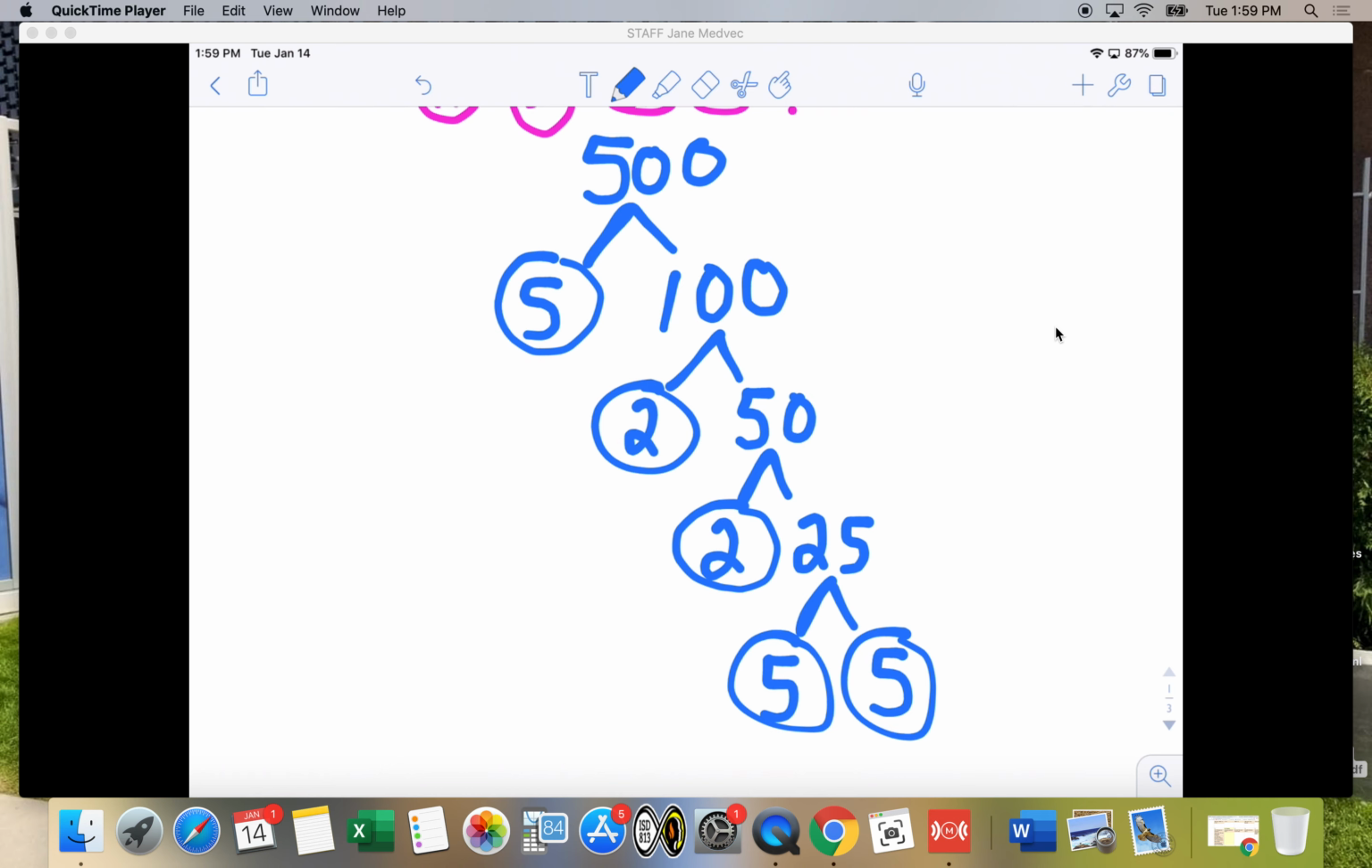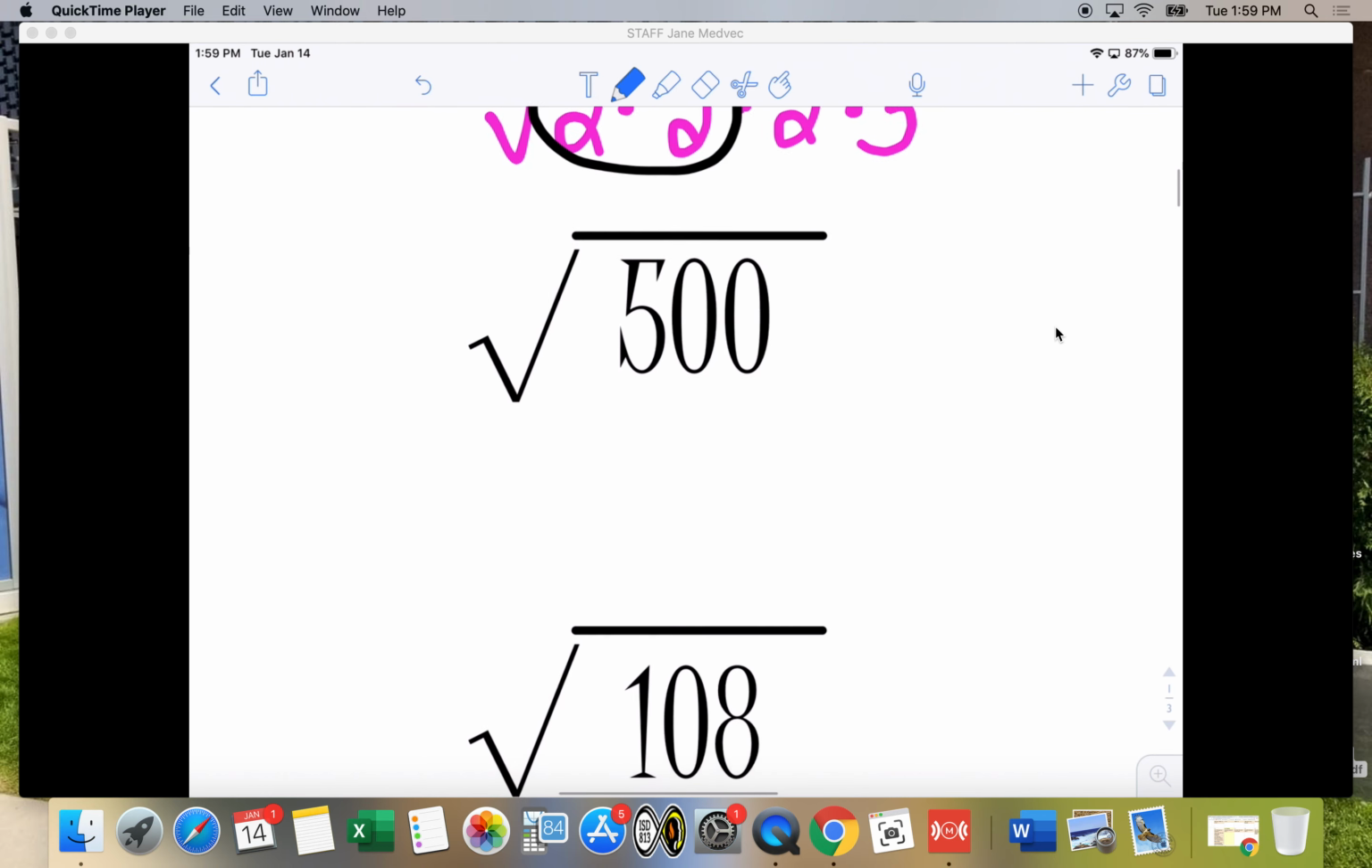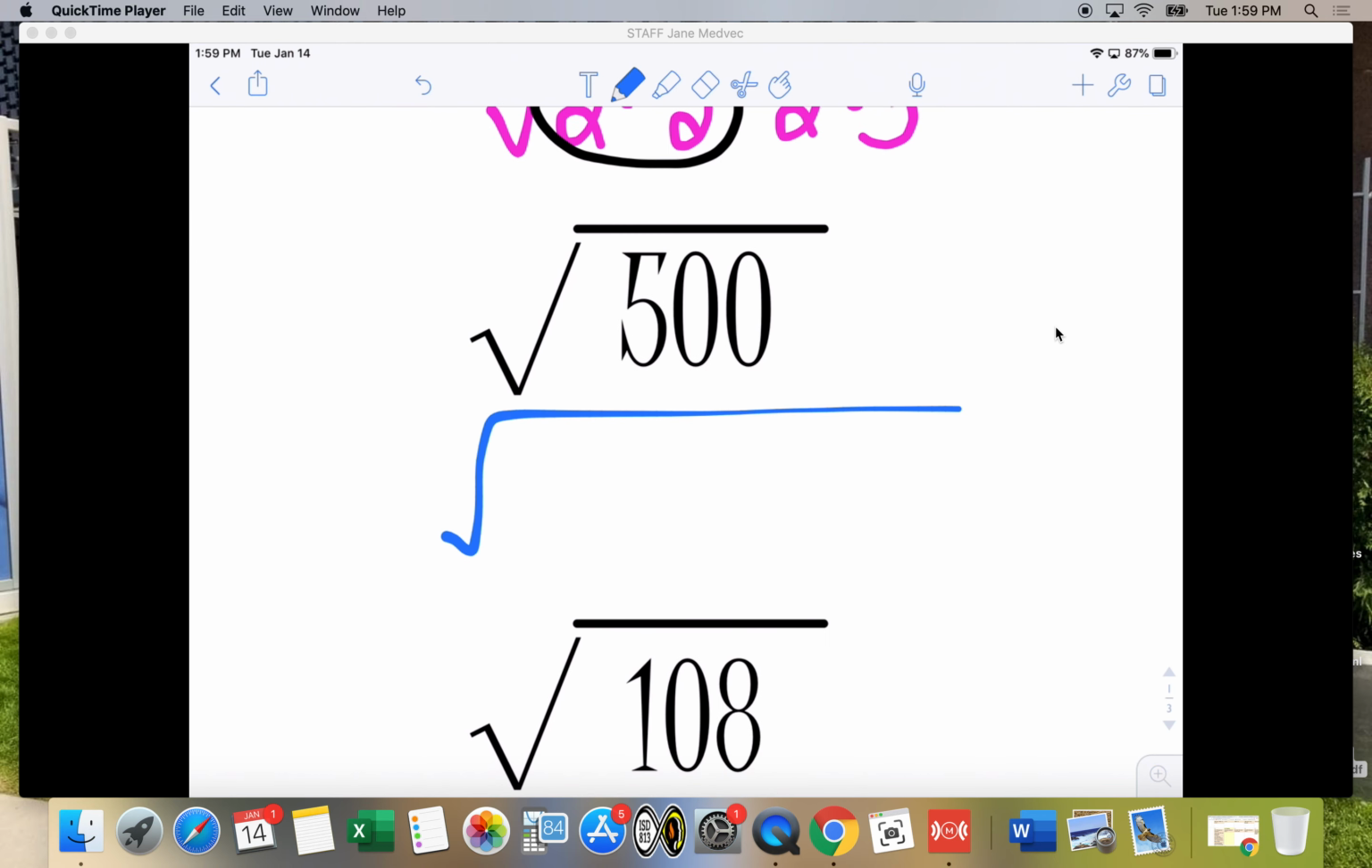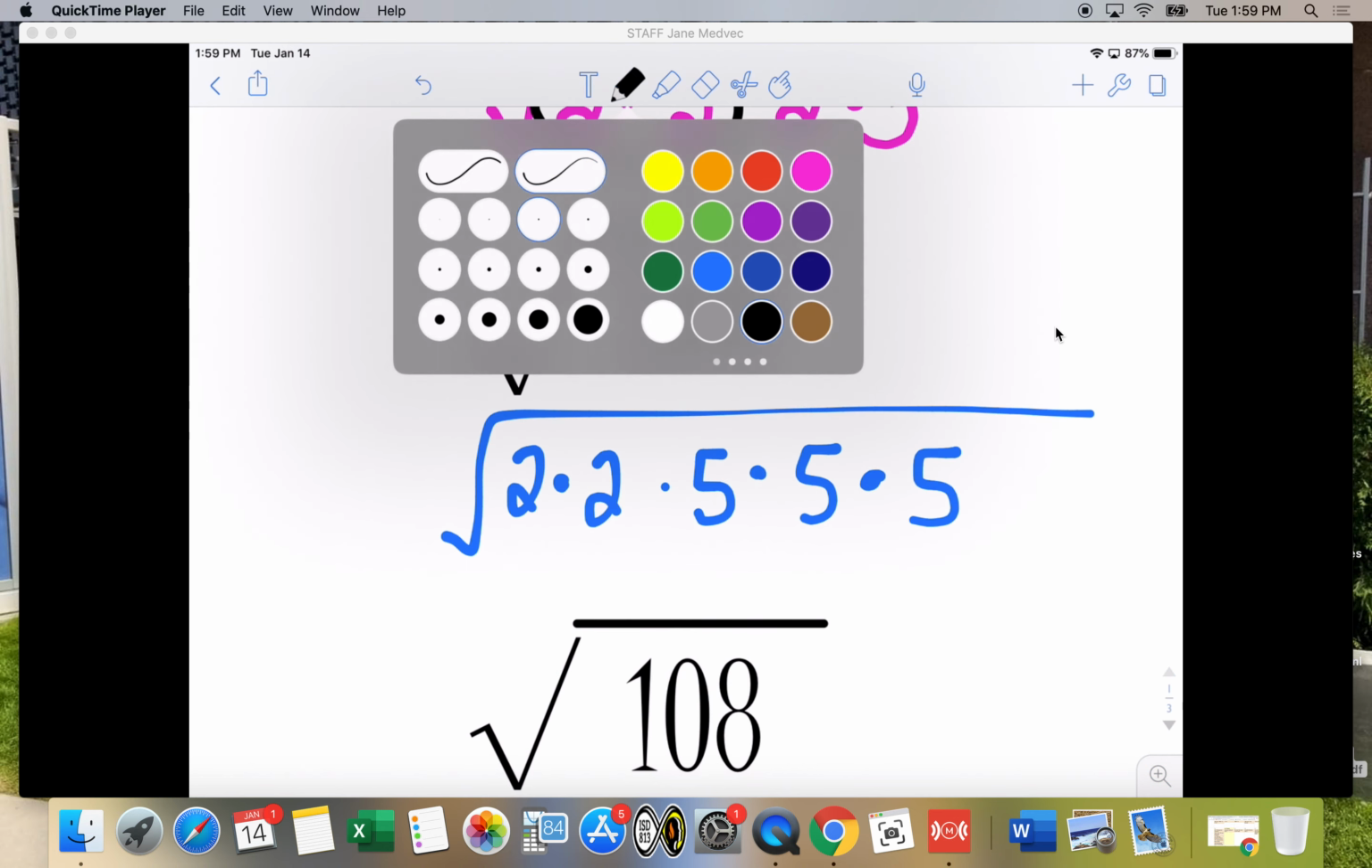Now what I'm going to do is take these and bring them over to the other part of the problem, and list them in order. So I'm going to go 2 times 2 times 5 times 5 times 5. And you want to make sure your square root has a long enough bar on the top to cover all those numbers. All right, now I'm going to look for pairs.